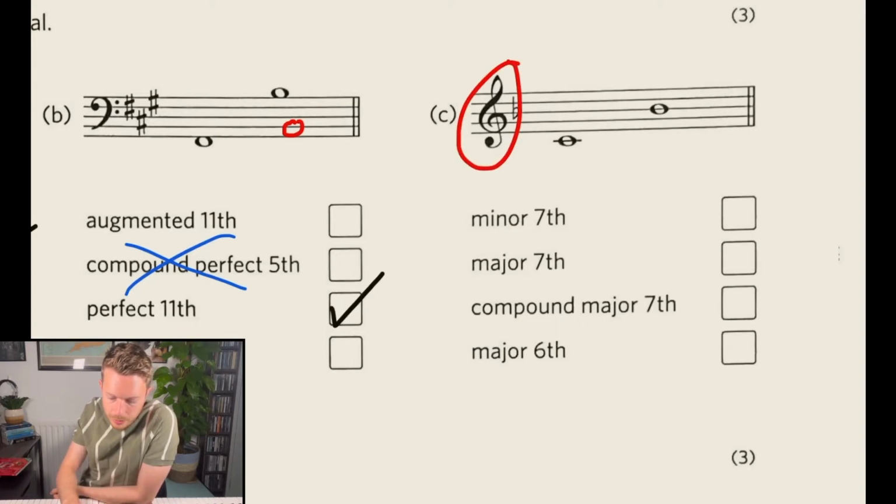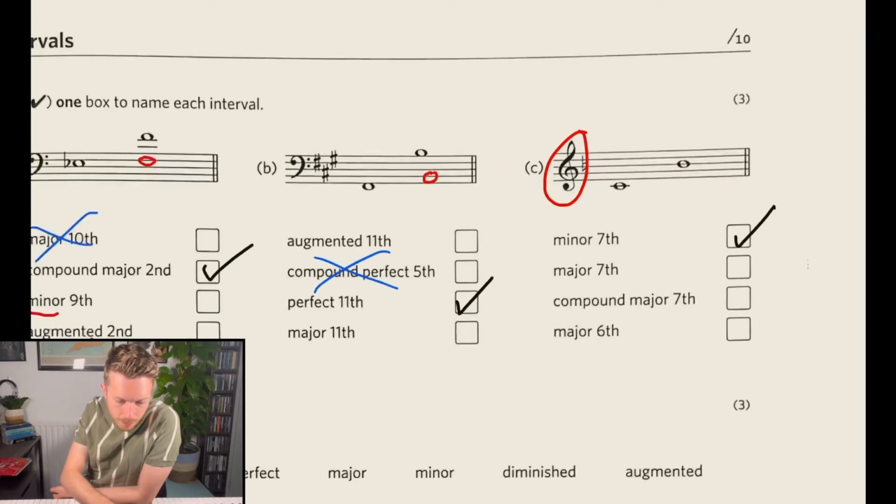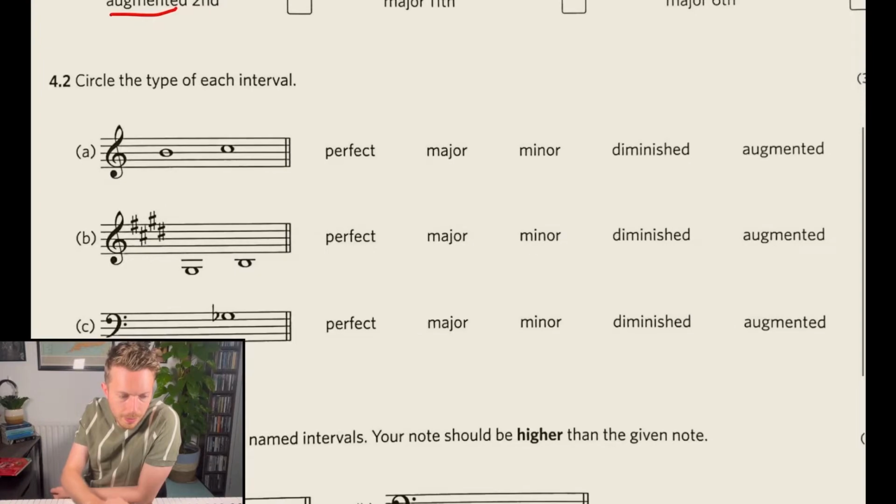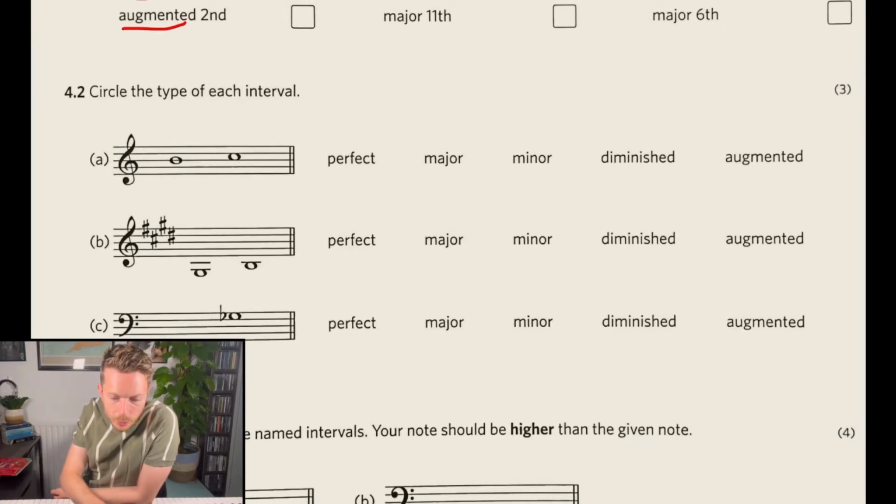Always look out for the key signatures as well. So that is just a minor seventh. Okay, now we don't have to answer these with numbers. We just have to say what kind of interval it is.